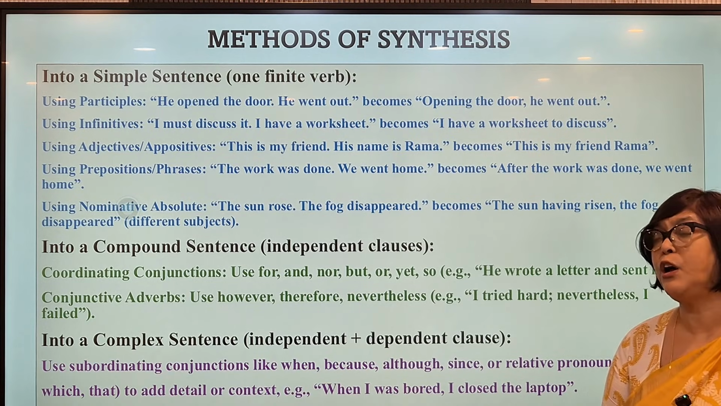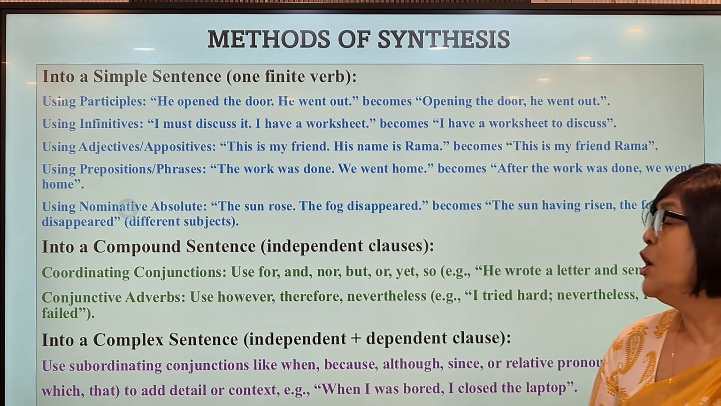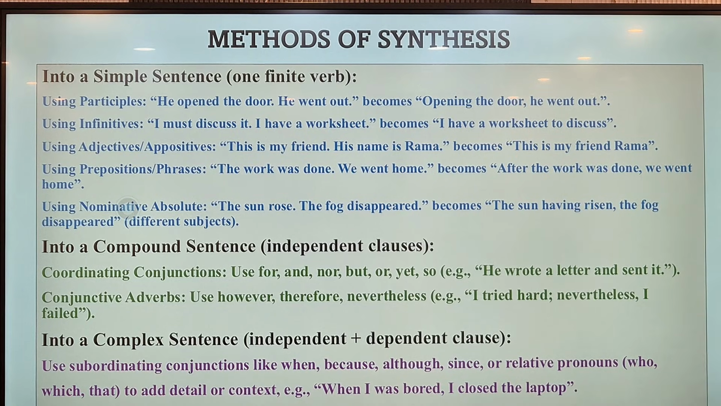So here are the methods of joining or synthesis of sentences. For combining sentences into one simple sentence, participles can be used, infinitives can be used, adjectives can be used, prepositions can be used, and nominative absolute can be used. I have given you one example from each. For participles, ing is added. He opened the door, he went out, when combined into one simple sentence becomes: Opening the door, he went out.